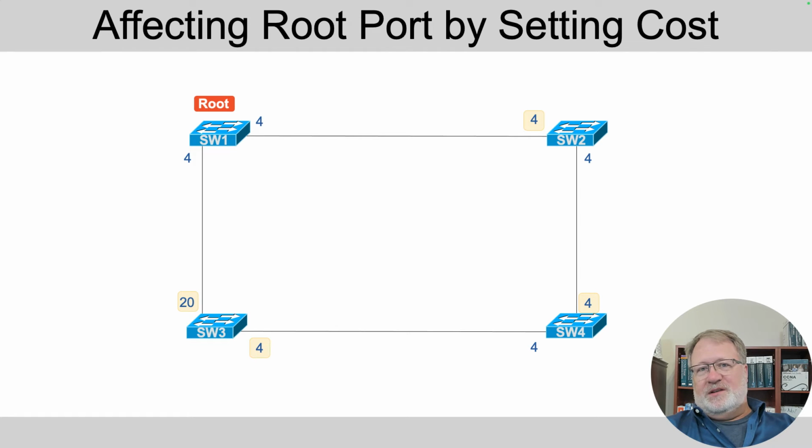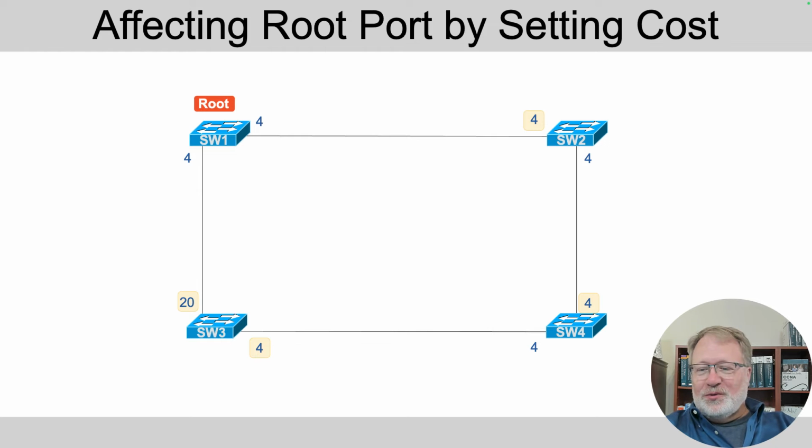We can affect this process by changing those cost values. They can be configured. So in this case, let's just say here down in switch 3, we reconfigured the cost from the default of 4 to something ridiculous like 20. And I made it ridiculous so that the other port would be chosen, as you might guess, just to make the point. So none of the other cost values have changed.